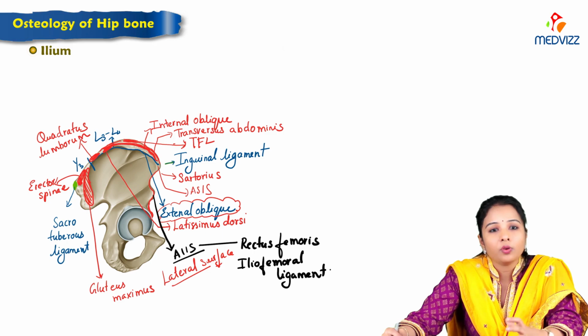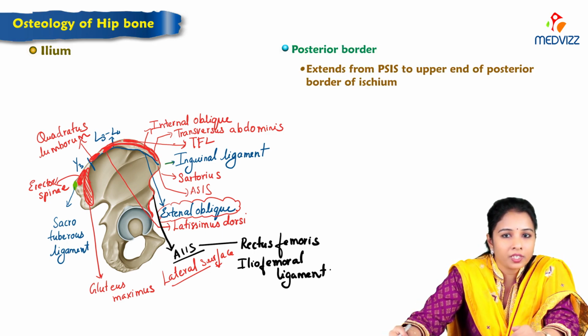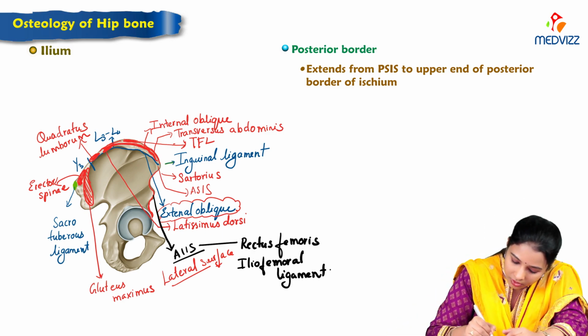Talking about the posterior border, it extends from the posterior superior iliac spine to the upper posterior border of the ischium. So this is the posterior border, till the upper posterior border of the ischium.